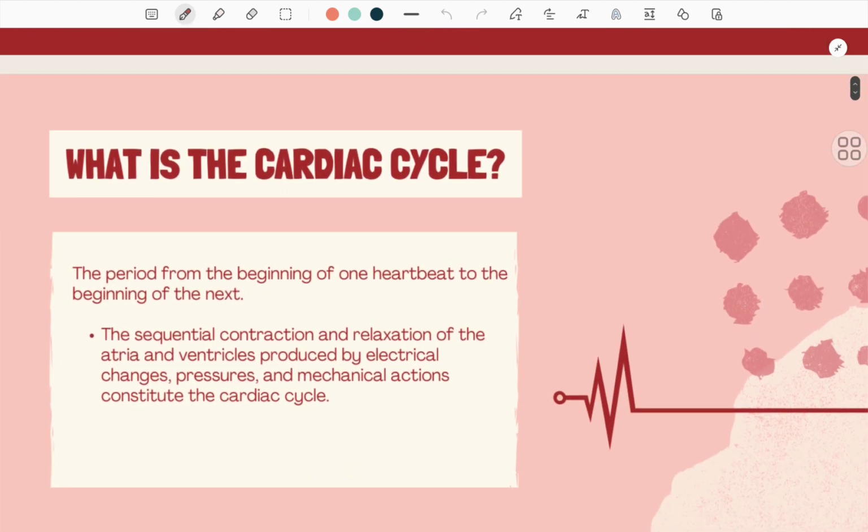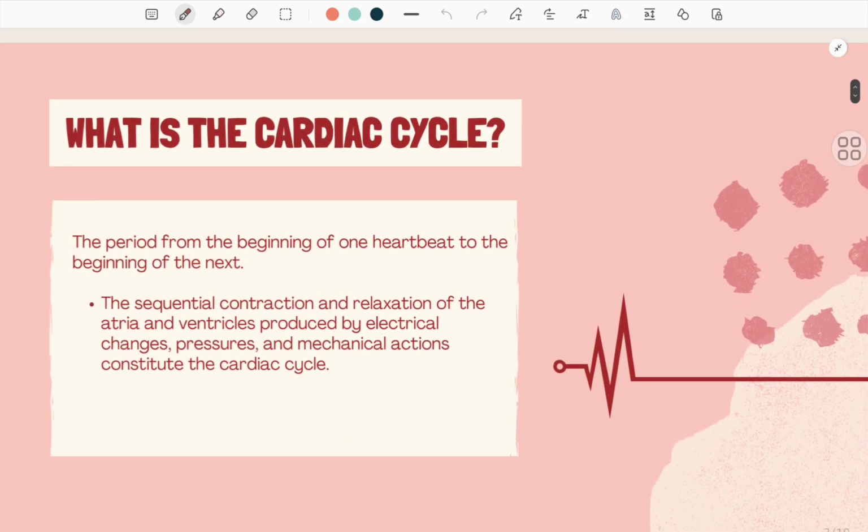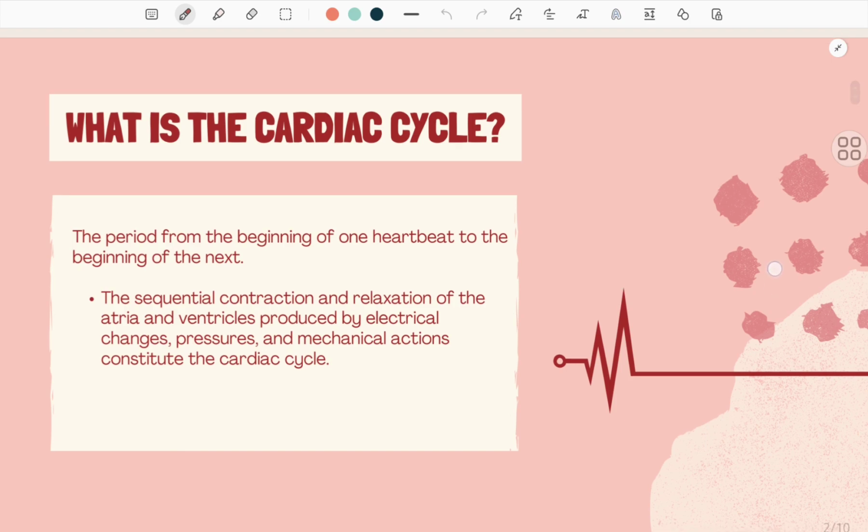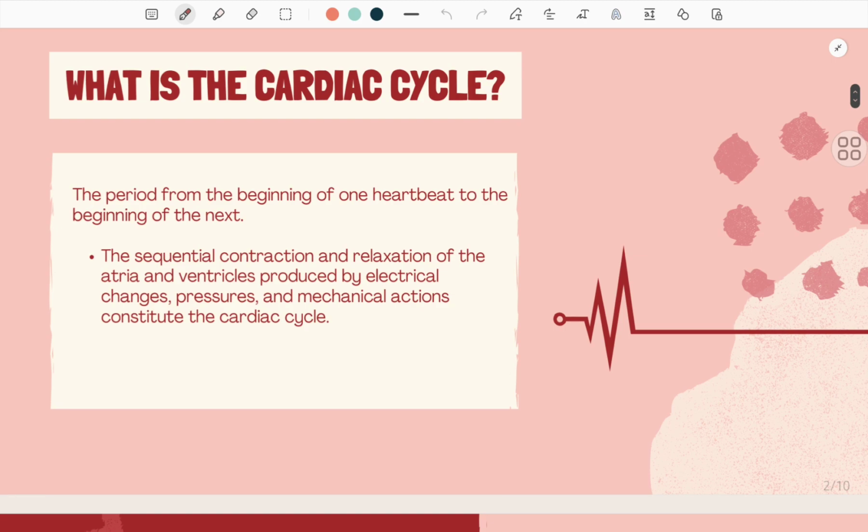So first things first, what is the cardiac cycle? The cardiac cycle is the period from the beginning of one heartbeat to the beginning of the next. In other words, this is the sequential contraction and relaxation of the atria and ventricles produced by electrical changes, pressures, and mechanical actions that constitutes the cardiac cycle.